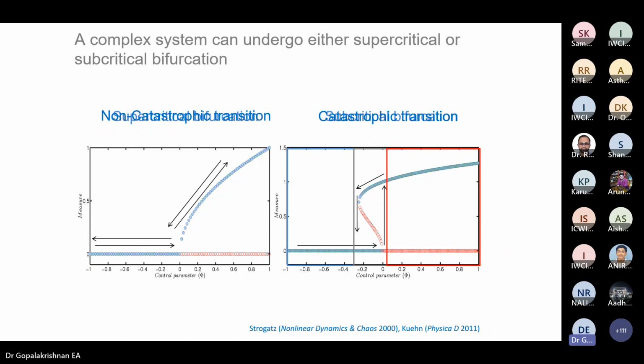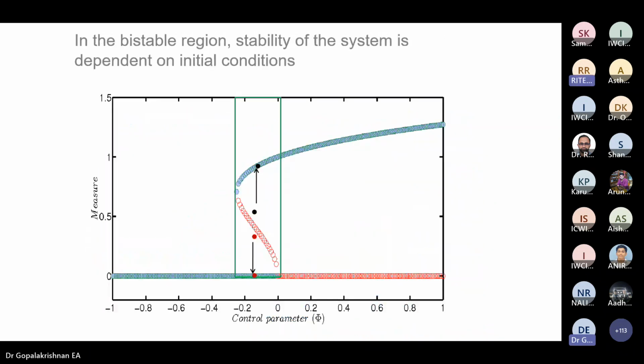Now, the most interesting part here is the bistable region. This is called the catastrophic transition, and our aim is to develop early warning signals for this catastrophic transition. Why are we interested in the bistable region? Because in the bistable region, the stability of the system depends on initial conditions. If your initial conditions are below the unstable state, you will come back to the stable non-oscillatory state, and if it is above that, you will always end up in the undesirable state here.